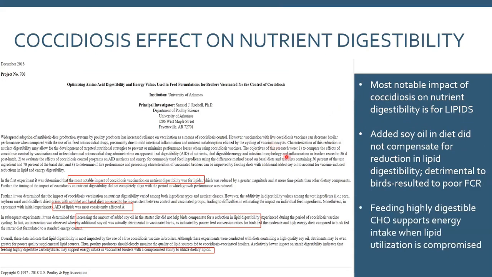What they recommend here is that, of course, we would want to fulfill the energy requirements of the birds. So feeding highly digestible carbohydrates would support energy intake and provide energy to the birds, especially when lipid utilization is compromised. So when coccidiosis is present, or when the flock is at high risk for coccidiosis, we can at least do something to provide energy to the birds.